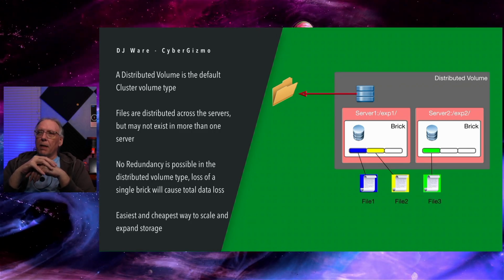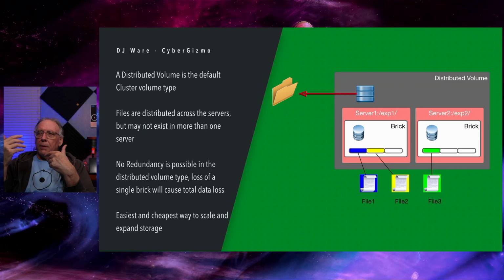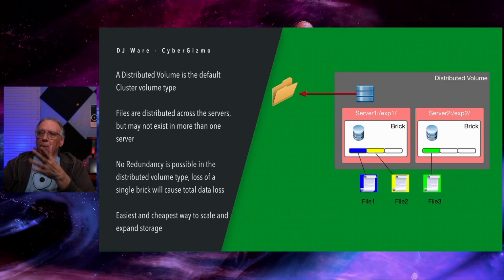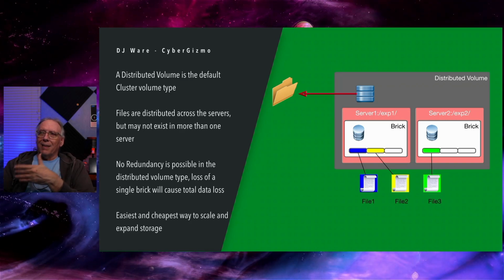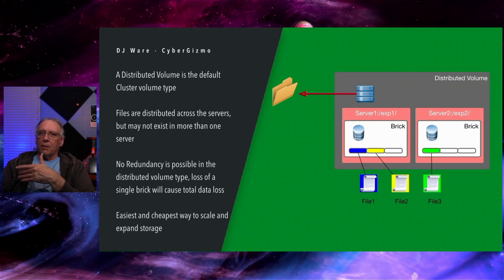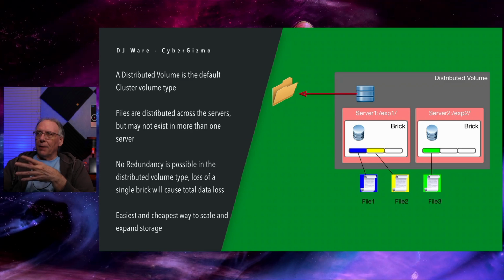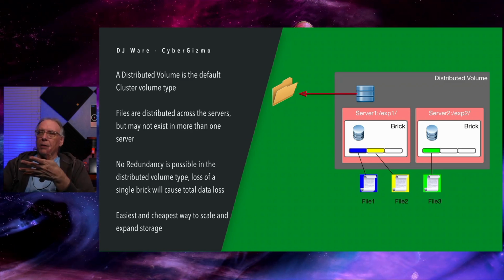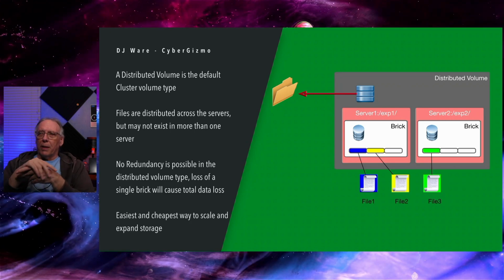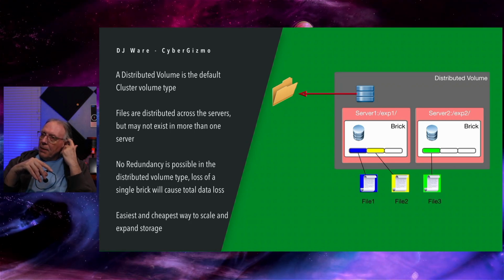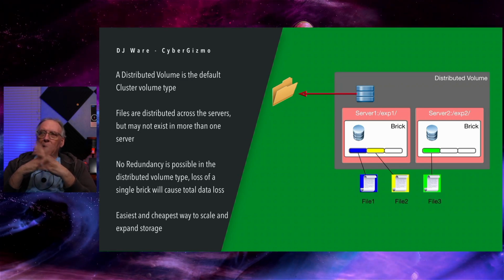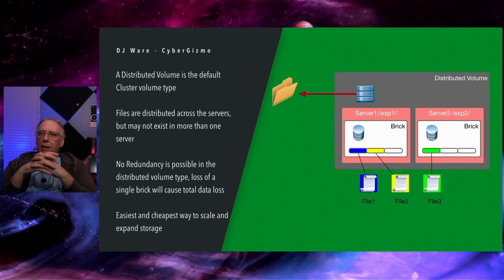Distributed volumes are distributed across all the servers, and as you can see, I'm copying the file to one brick or the other, but there's no redundancy involved here. So a copy of that file doesn't exist anywhere else. If you lose one of those bricks, you lose the files that were stored there. It'd be total data loss for those particular files. However, it is the easiest and cheapest way to scale and expand storage.